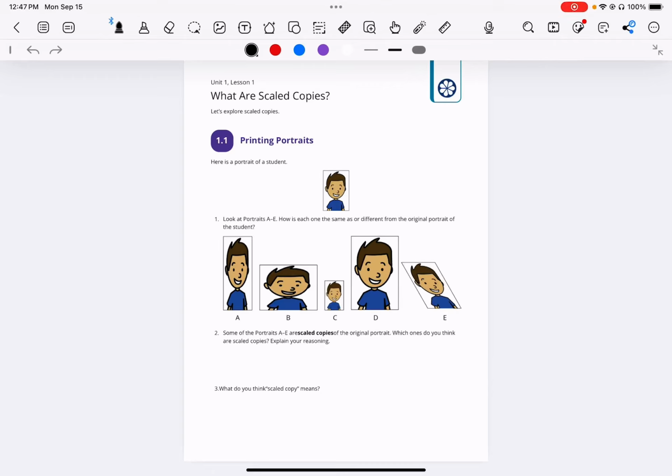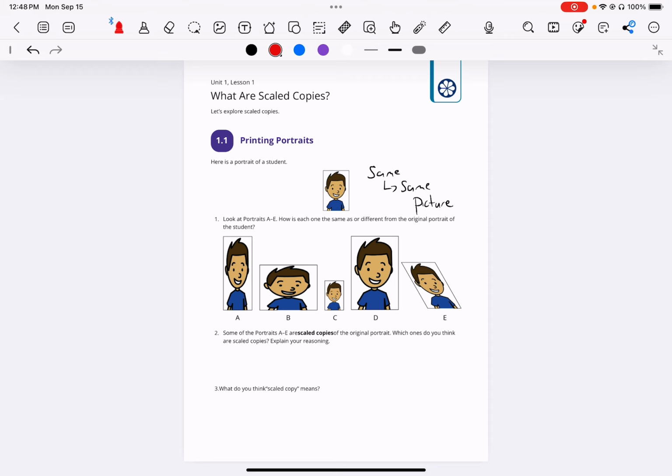This is going to be a lesson on introducing scaled copies. So here we have a portrait of a student. We're going to look at these 5 portraits and determine how each is the same or different from the original portrait. First, I can say that they're the same because they all have the same picture. It's the same student in each picture.